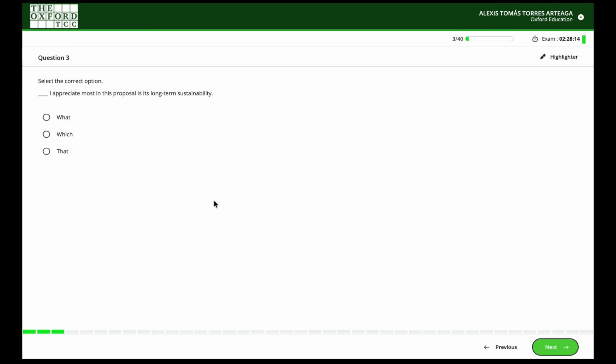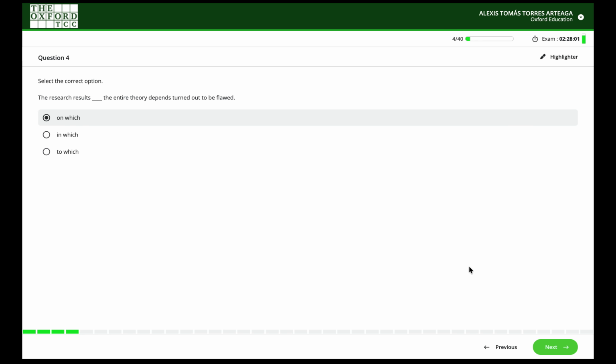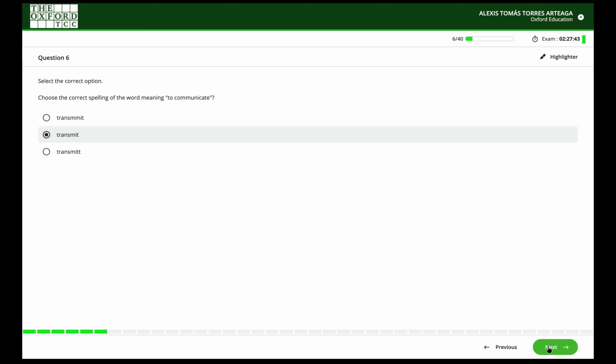That I appreciate most. The research results in which the entire theory depends turned out to be flawed. Which is the correct spelling of the word meaning to relieve, alleviate? Choose the correct spelling of the word meaning to communicate, transmit. Which word carries a positive connotation? Slim or skinny? Slim.